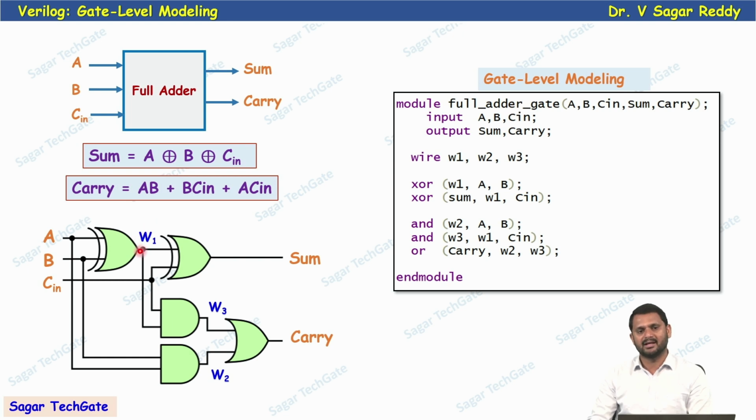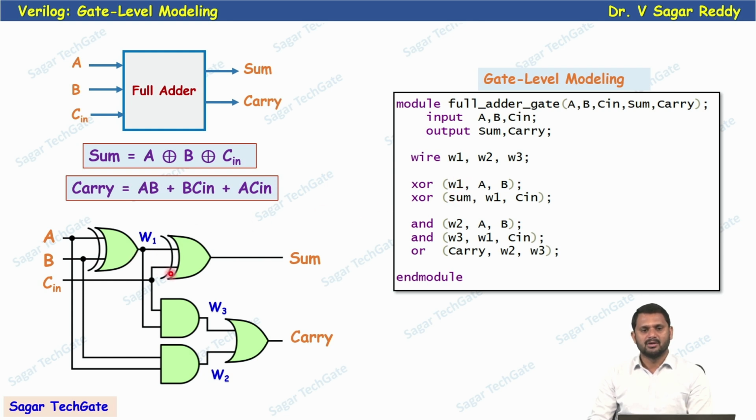So now we need this intermediate signal known as a wire type. I'll declare three wire signals, wire 1, wire 2 and wire 3. Now XOR. So this is a XOR. The output is W1. For this XOR, what is the output? W1. So the first signal is the output. The remaining signals are the inputs. Now A, B as the inputs. Now we are getting the output of this XOR as W1.